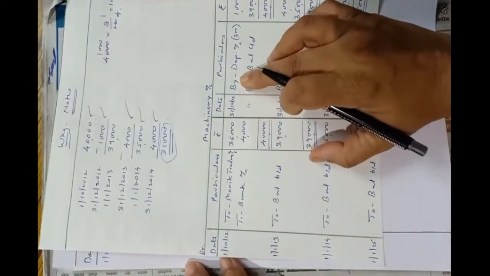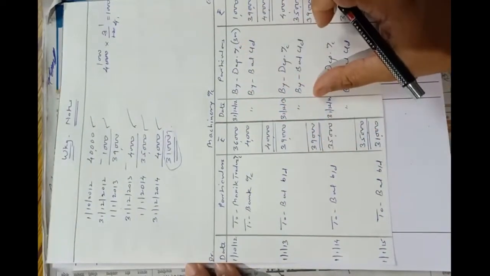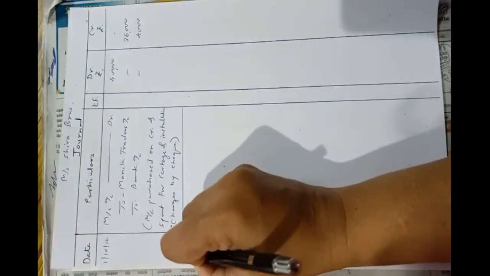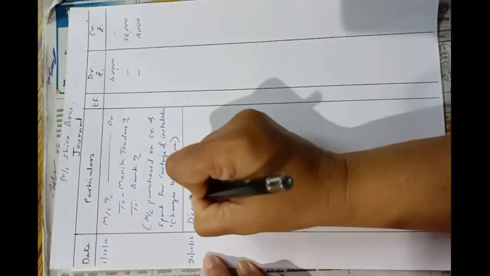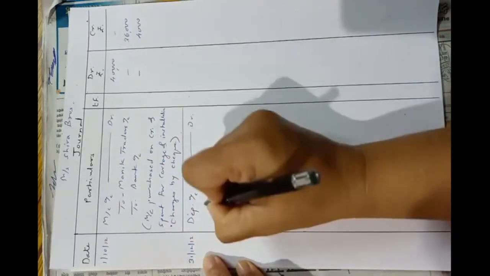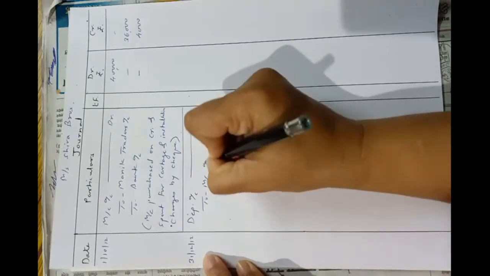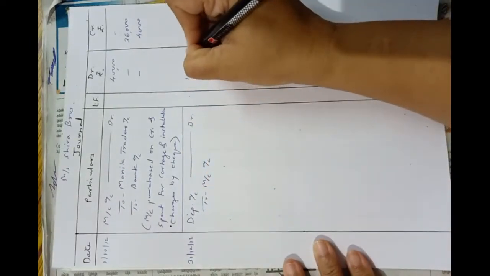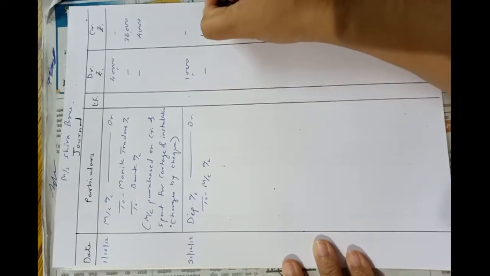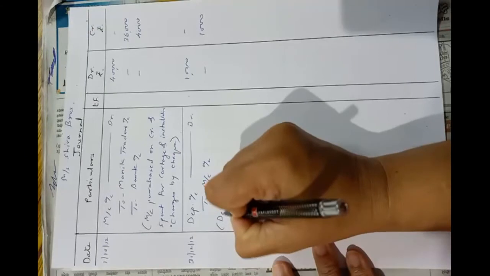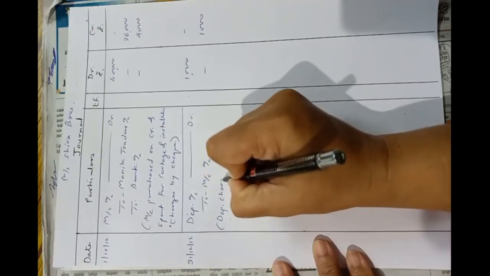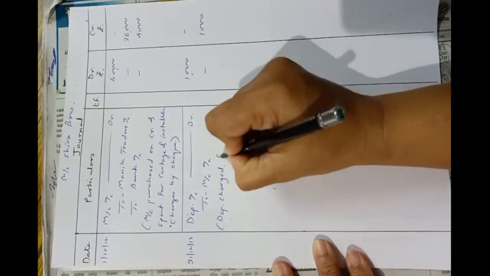Okay, now see, now at the end of the year we have to pass the entry for depreciation. So depreciation account debit to machinery account on 31st December 2012. Depreciation account debit to machinery account, amount is 1,000. Okay, depreciation charged for 3 months.